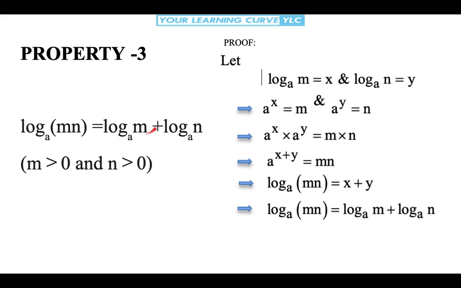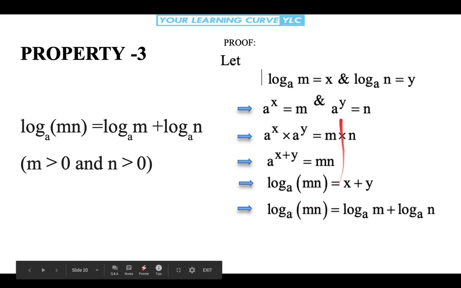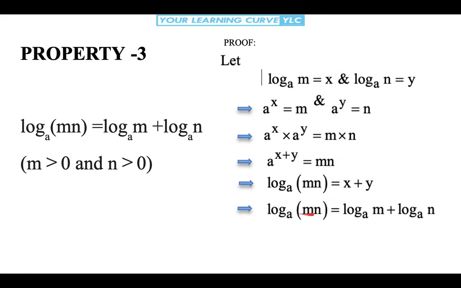You assume that log of m to the base a is equal to x, and log of n to the base a is equal to y. So we can convert them into exponential form. a to the power x is equal to m, a to the power y is equal to n. a to the power x into a to the power y is equal to m into n, or a to the power x plus y is equal to mn. When we convert this again into logarithmic form, we get log of mn to the base a is equal to x plus y. Now you can put the value of x and y. Log mn to the base a is equal to log m to the base a plus log n to the base a.